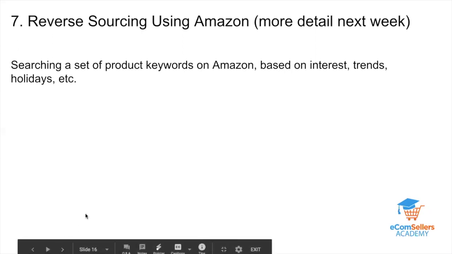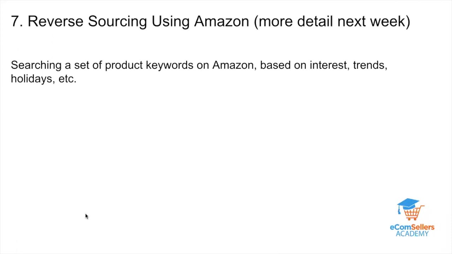And it's just reverse sourcing where you're looking at the product first. You already see that it's validated, it's already selling. You just go to the source and get the information that way. And that's called reverse sourcing.